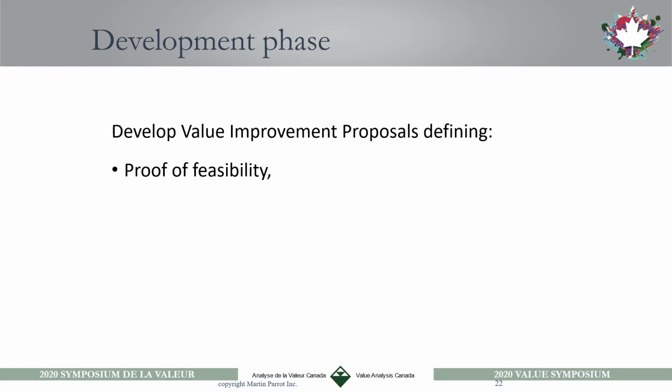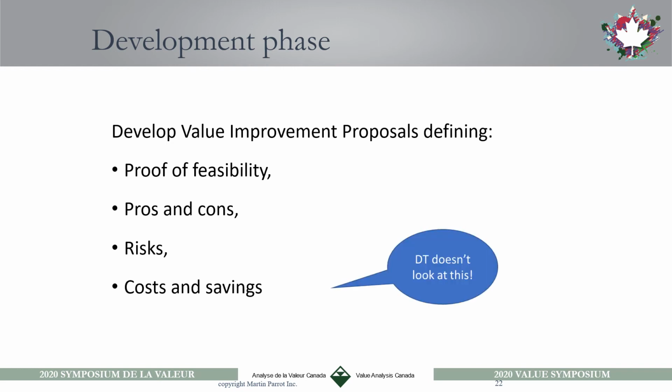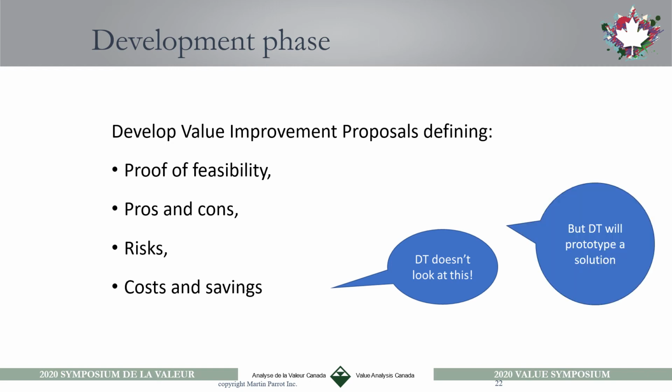The development phase is where you develop value improvement proposals, where we prove feasibility. We cannot just say, oh, instead of this, do that. We have to prove that it's feasible. There's the pros and cons of this. There's the risk associated to this proposal, and the cost and the savings generated by these proposals, which is something that design thinking doesn't look at. But design thinking will prototype a solution to manage that risk, to see really how it works.